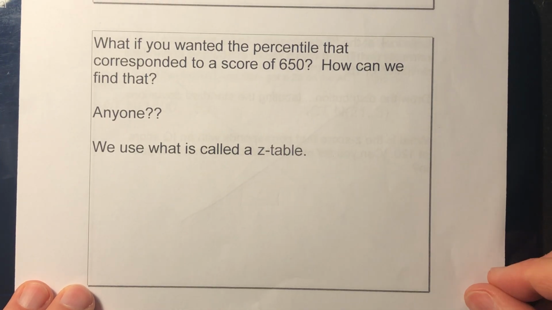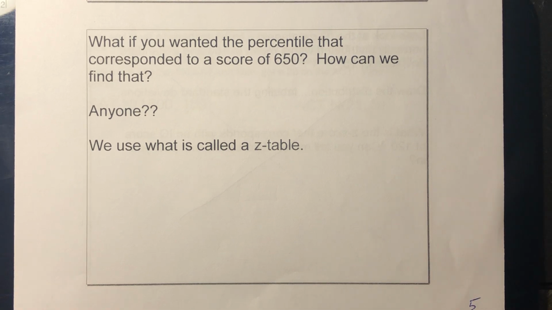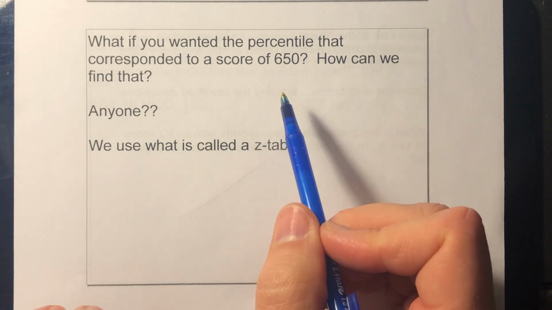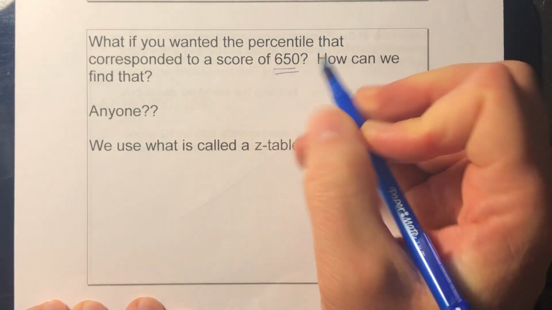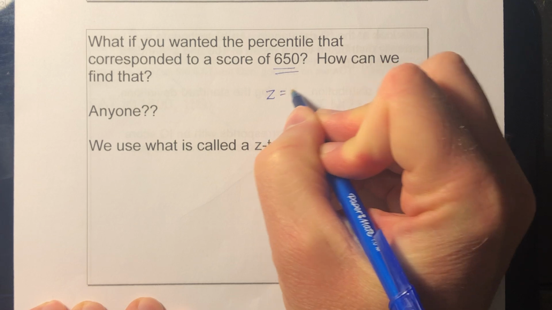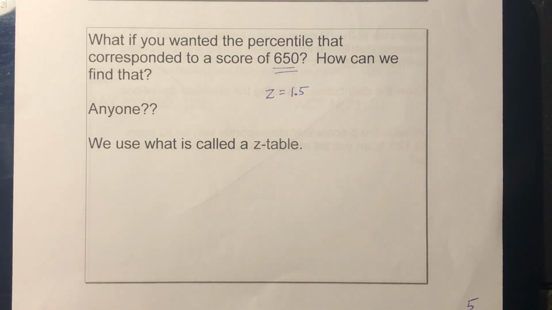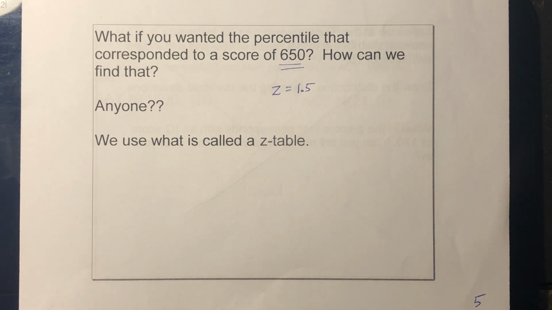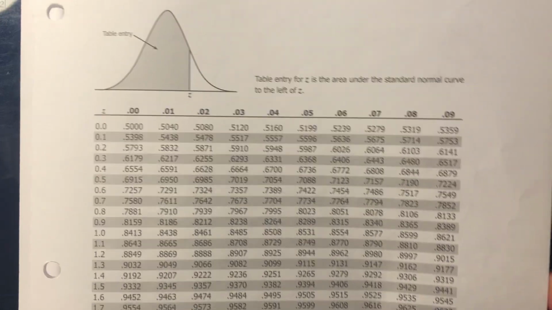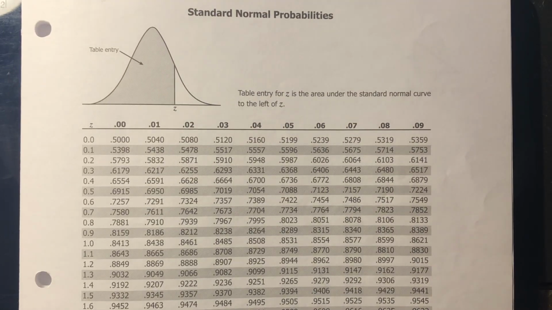Okay, so now we're going to switch this up and talk about percentiles. This is where it gets a little tricky. We already talked about that score of 650 having a z-score of 1.5. Now how do we find the percentile? I'm going to show you two different ways. The first way is to use what's called a z table.